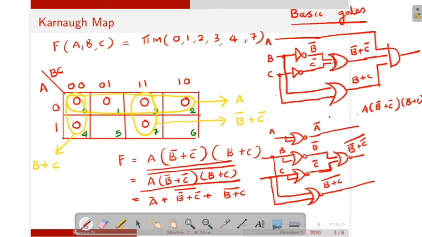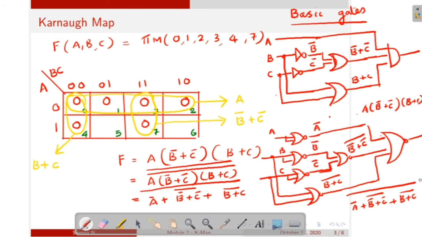Okay. Next we take the inputs A bar, (B bar plus C bar) whole bar, (B plus C) whole bar, and it is given to another NOR gate. So here the output is (A bar plus (B bar plus C bar) whole bar plus (B plus C) whole bar) whole bar. Okay, we implement it using NOR logic. Clear?